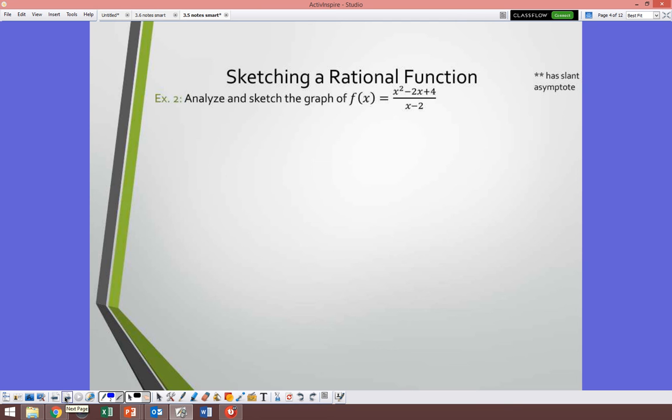All right, so sketching a rational function. This one has a slant asymptote. How do I know it's a slant asymptote? Because the degree at the top, x squared, is higher than the degree of x on the bottom. And it says so right there too.